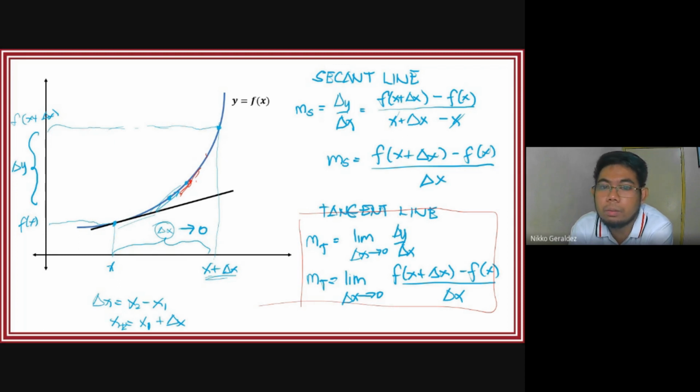So, ganun yung pagkuha ng slope ng tangent line sa curve. So, tandaan, ito, second line. And ito, tangent line. Okay. Then, so we have the types of rate of change.